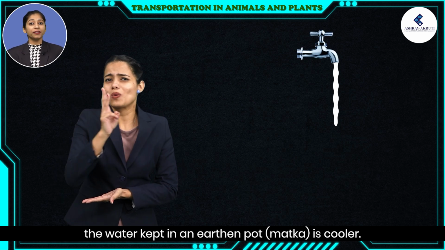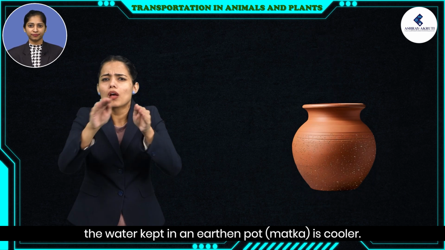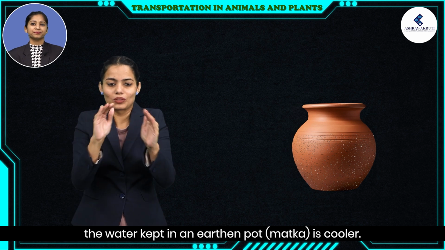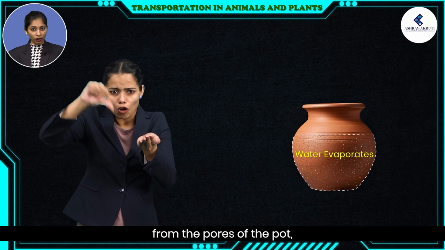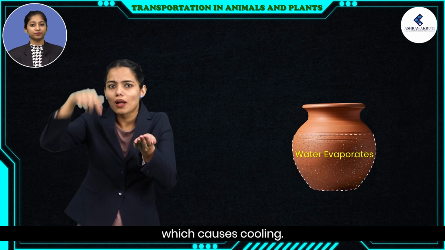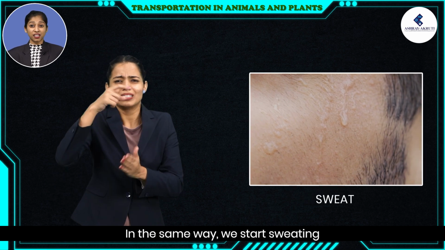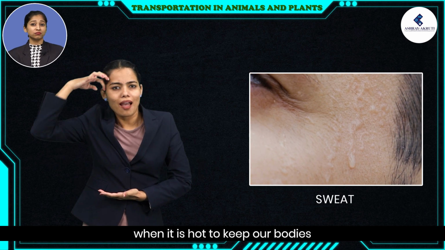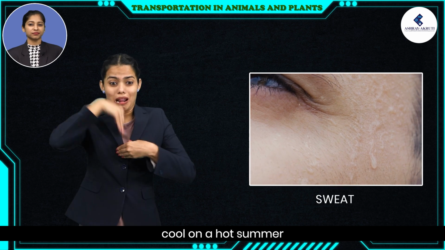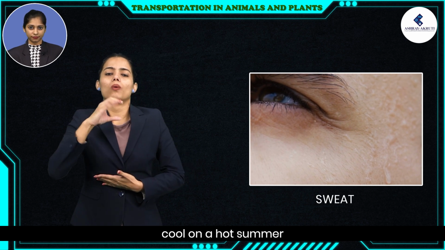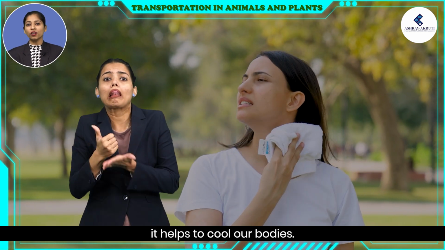We know that the water kept in an earthen pot, matka, is cooler. This is because the water evaporates from the pores of the pot, which causes cooling. In the same way, we start sweating when it is hot to keep our bodies cool in the hot summer. Similarly, when we sweat, it helps to cool our bodies.